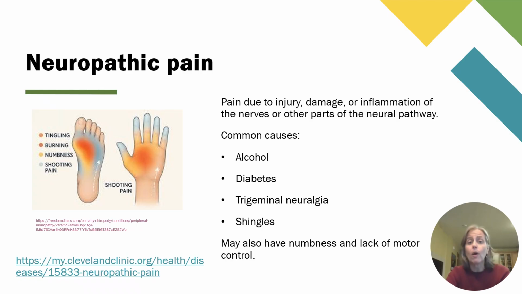Trigeminal neuralgia, which we already talked about when we learned about the cranial nerves, is pain due to some irritation of the trigeminal nerve, sometimes due to pressure from an adjacent blood vessel. And then shingles is another one. Shingles is a rash accompanied by pain along a specific dermatome caused by reactivation of the chickenpox virus.